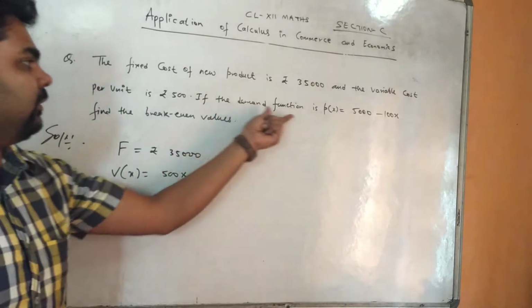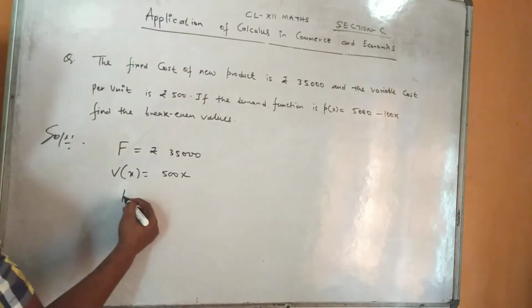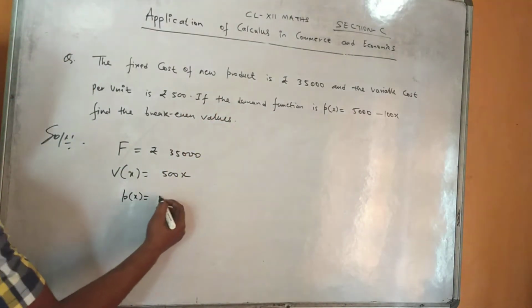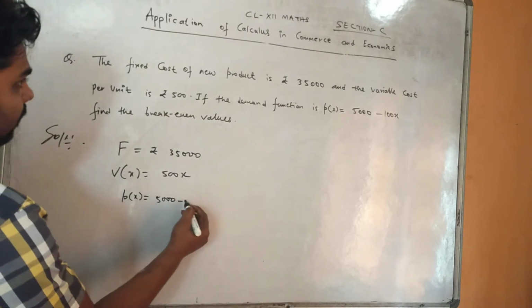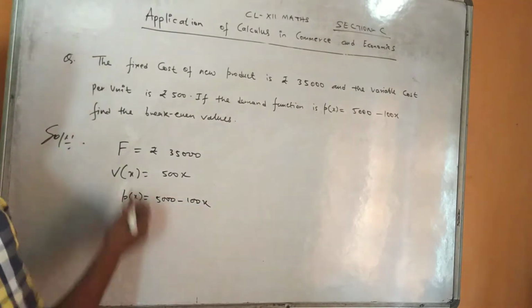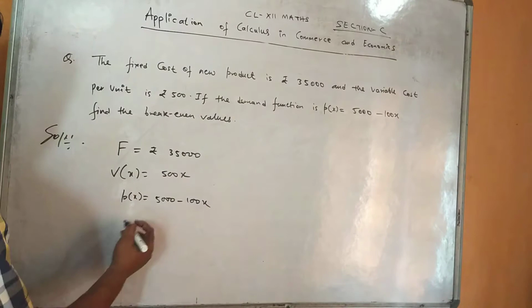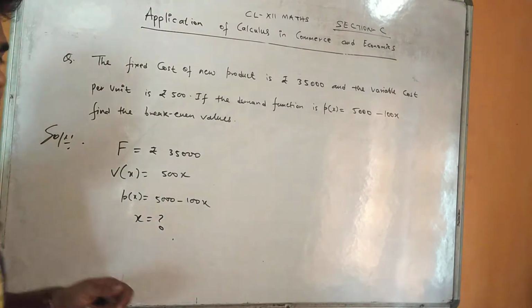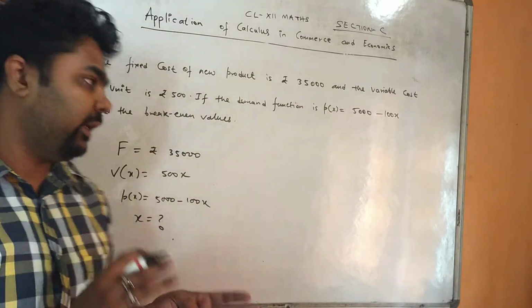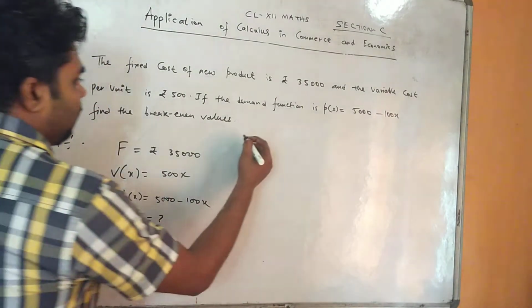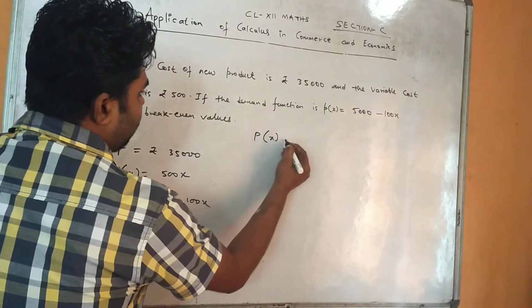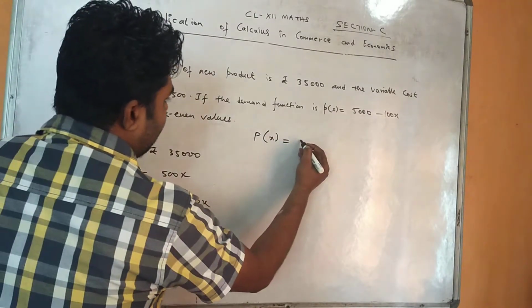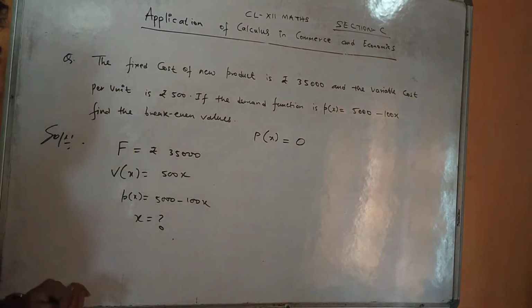Next, the demand function is given by Px equals 5000 minus 100x, right? Directly it is given. Find the break even values. That means break even value means we have to find x. Okay, we have to get the value of x. How will we get this one? First we will use the formula of Px. So we know, when the profit function equals 0, that is the break even condition.